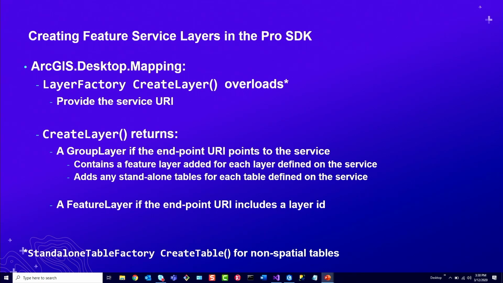If the URI you provide to CreateLayer actually points to a specific layer ID, then a feature layer is returned for that specific layer. If the layer ID points to non-spatial data, then you should call StandaloneTableFactory CreateTable.